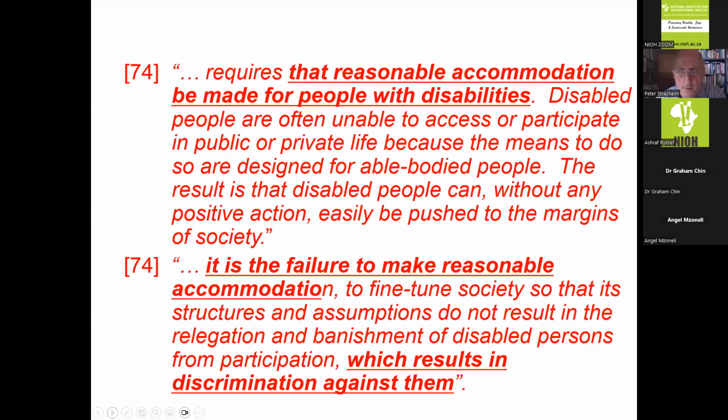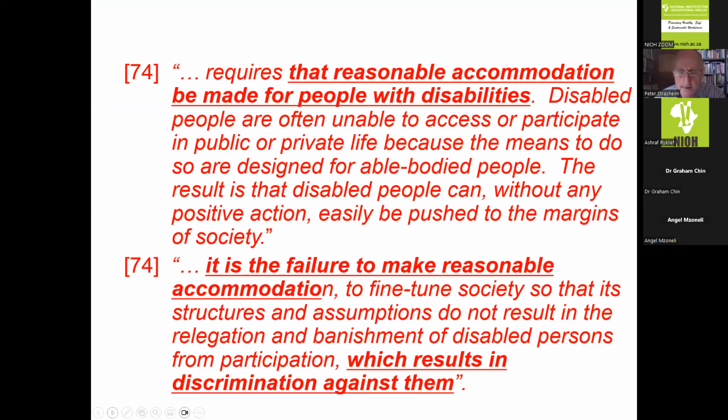Now, why is that? And this is the key to it all. Disabled people are often unable to access or participate in public or private life because the means to do so are designed for able-bodied people. And the result is that disabled people can, without positive action, easily be pushed to the margins of society.